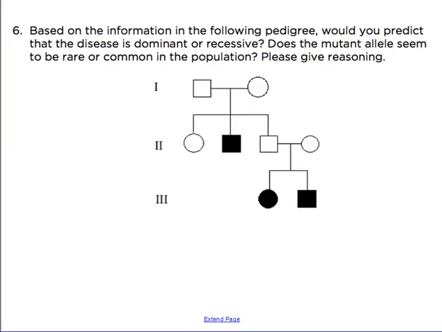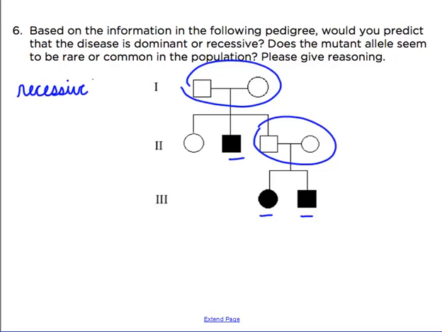Question 6. Based on the information in the following pedigree, would you predict that the disease is dominant or recessive? Does the mutant allele seem to be rare or common in the population? Please give reasoning. So first, let's focus on whether it's dominant or recessive. The first thing that jumps out at me is that affected individuals come from unaffected parents, and the same over here. From the problem-solving videos on pedigree analysis before, this is a clear indication that it could be recessive. So let's guess recessive.